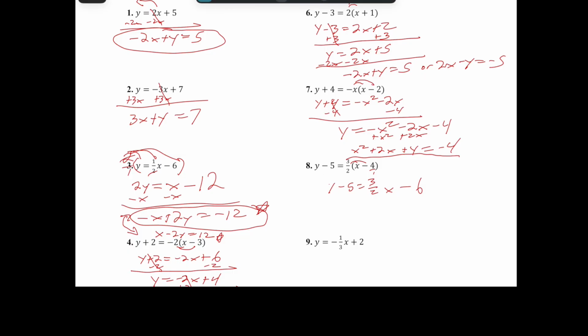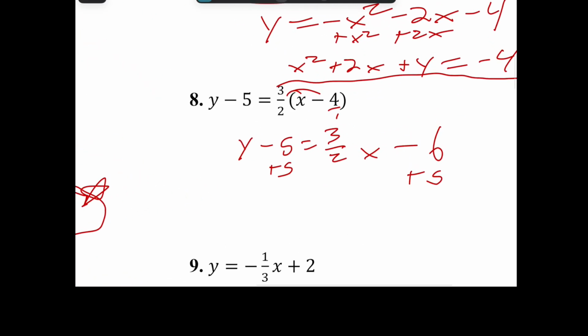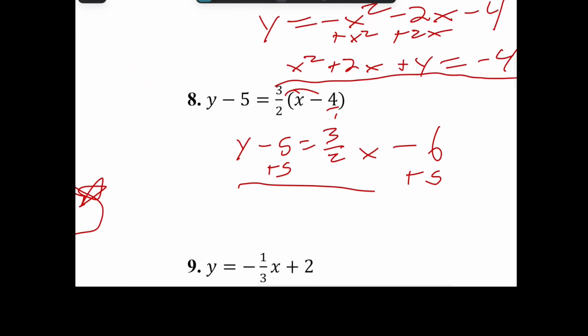Now, if I take everything, well, actually, let's do that step last. I'm going to add 5 to both sides. I'm sorry, I'm going to really blow this up because it'll give me a little more room to write. Okay. Y equals 3 halves x minus 1. So now I'm in slope-intercept form.